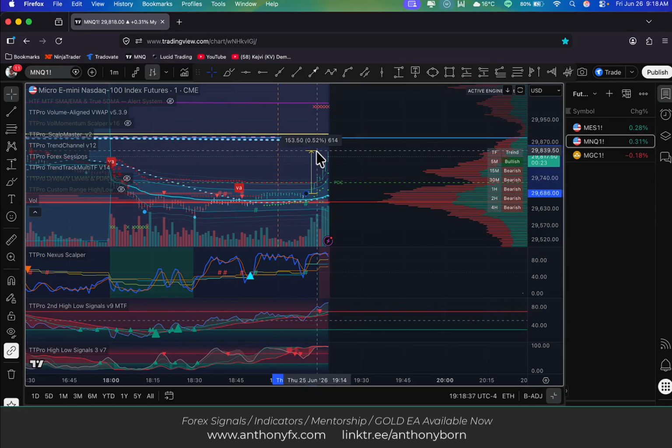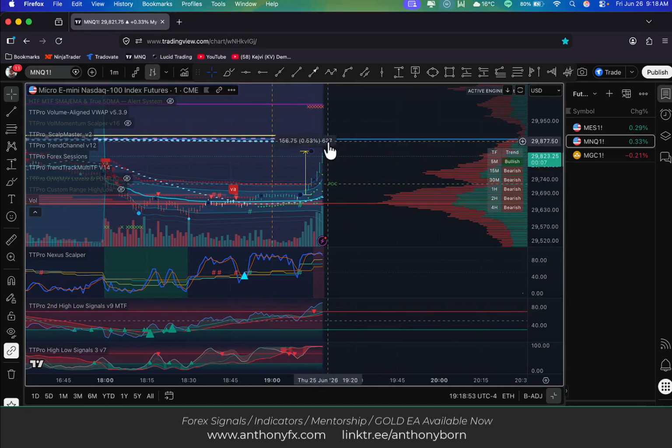By the way, this is up 600 ticks, and on MNQ 600 ticks is worth about $300. So I did close it a bit early. So that would have been $300, and maybe $300 on the other.